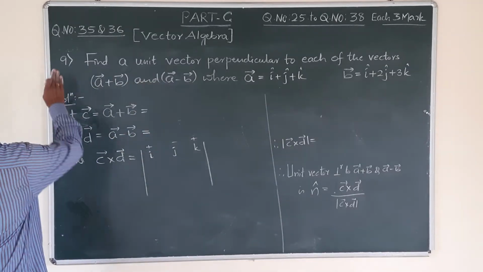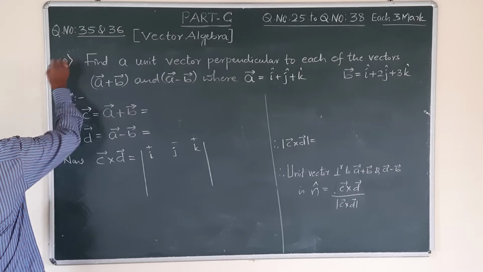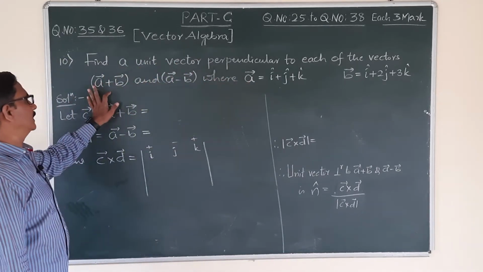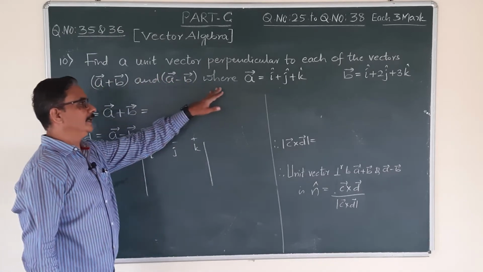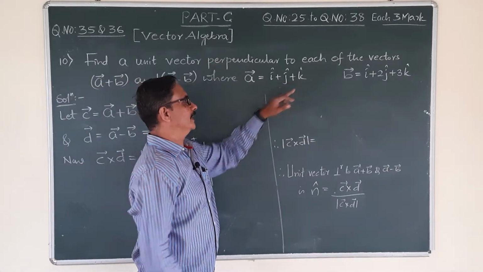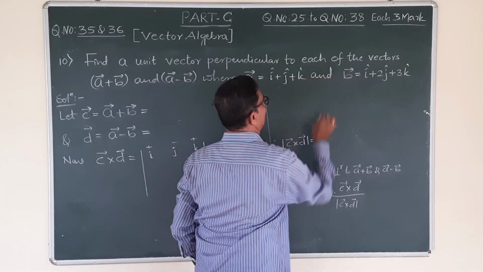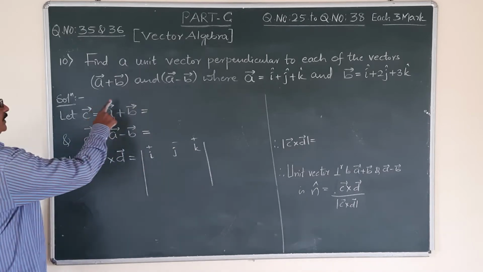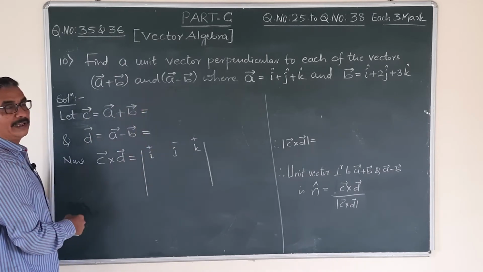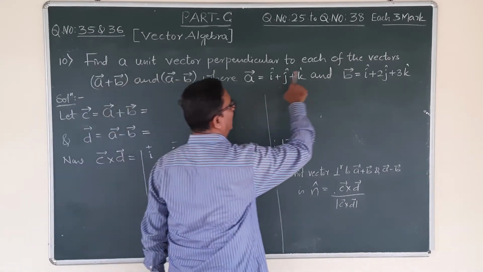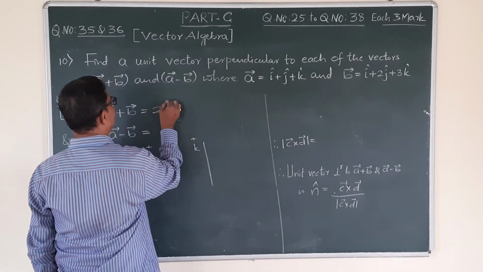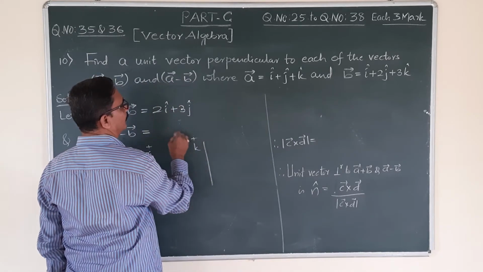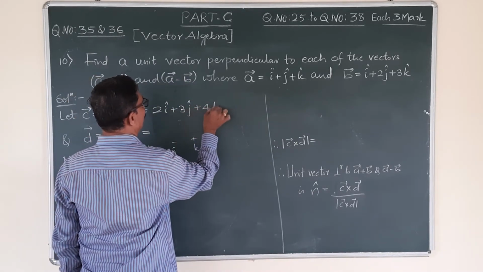Okay. Similarly, next question, problem number 10, same question. Find a unit vector perpendicular to each of the vectors A plus B and A minus B. Here vector A is equal to i plus j plus k and vector B is equal to i plus 2j plus 3k. Similar to the previous problem. Now first to find A plus B, adding the corresponding elements of vector A and vector B: i plus i, 2i. j plus 2j, 3j. Correct? 1k plus 3k, 4k.